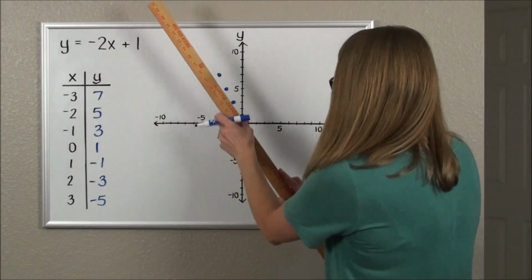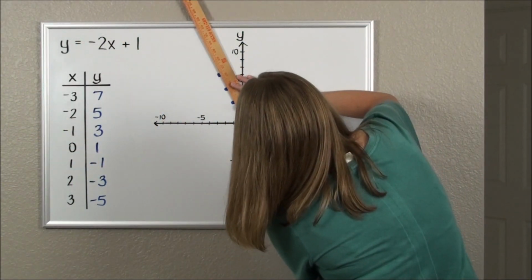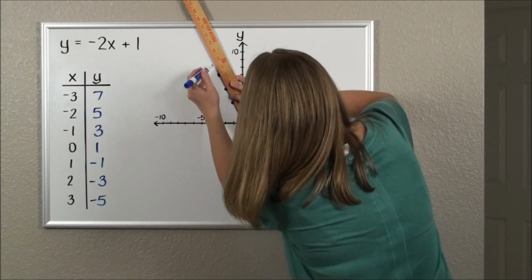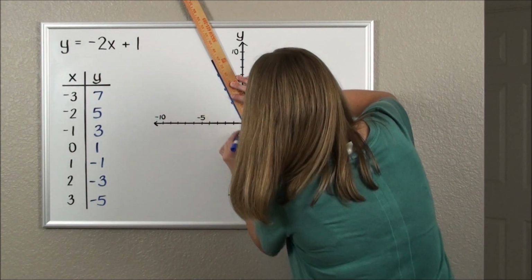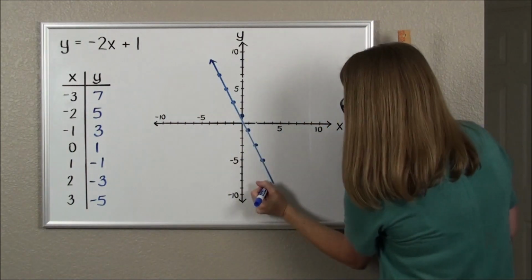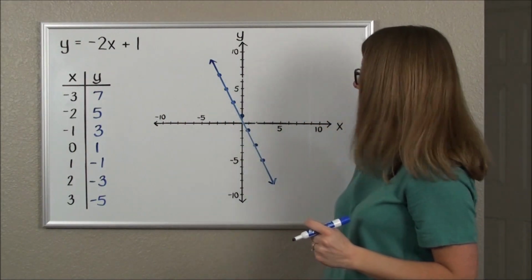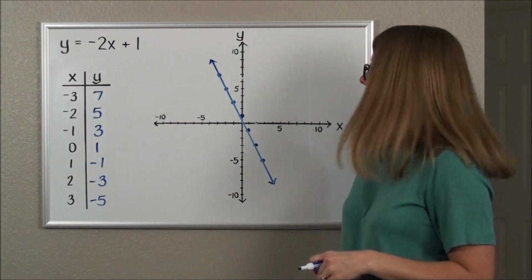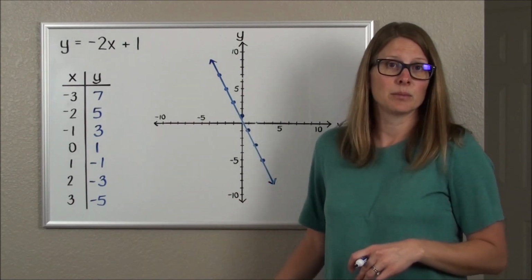We can now take a straight edge and we can connect our dots. Again, the one thing to remember after you connect your dots, since we are graphing lines and lines need to continue forever, we are going to put arrows to indicate that. So here's our second example of graphing a line using that table of values.